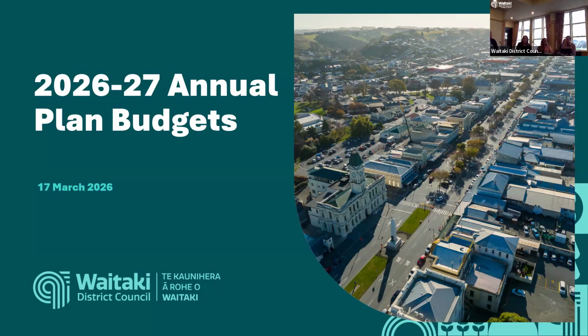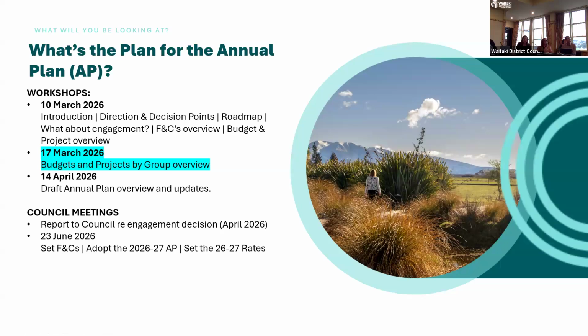So hopefully you've all had a chance to read the slides. Much of the information inside it shouldn't be too much of a surprise. In terms of the point of today, obviously last week, if you flip to the next slide, we had the first workshop on the annual plan, had a bit of an introduction to what is required in the annual plan, and asked for a bit of direction on some key things. We discussed a little bit about engagement, whether we needed to engage or what we could engage on, a fees and charges overview, and a bit of an overview on the budget.